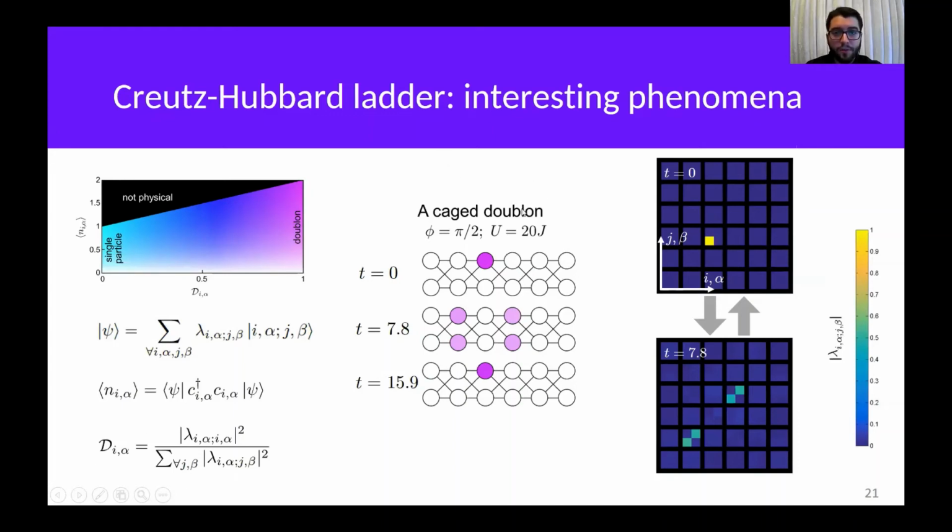Some phenomena that we can explore in this system would be the caging of a doublon, which, as I said before, will happen now for pi halves because it's now double the charge. It would look like this, and in the photonic lattice, it would look like this. This is the initial state, and then it will go to these sides, but always in the diagonal because we're still talking about a doublon, and these are the doubly occupied sites.